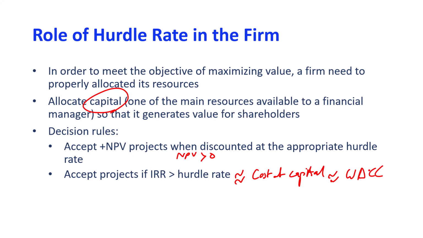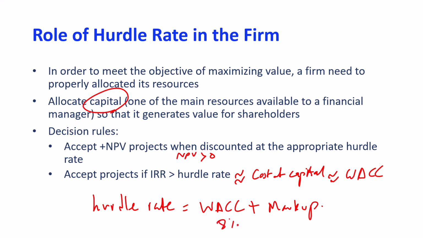But if the managers of the firm are more conservative, they can have a hurdle rate that is your weighted average cost of capital plus some markup. Meaning that, for example, if your weighted average cost of capital is 8%, you're going to add a 3% markup and have 11% for the hurdle rate of the company. So that also is an important thing that you need to keep in mind.